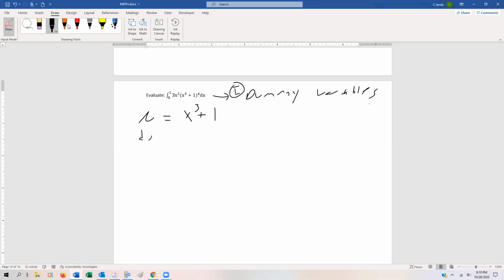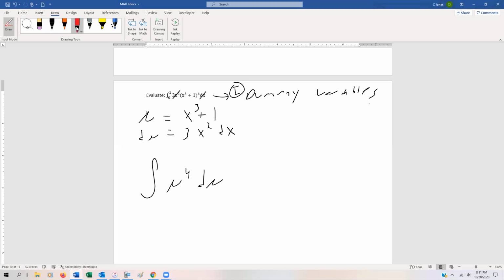This is a really nice one. The derivative just ends up being 3x squared dx, and that's perfect. All right, now here's where we're going to use the dummy variables. So let's just set up the integrand first. So we have x cubed plus 1, which is u. That's going to be to the fourth power, du.